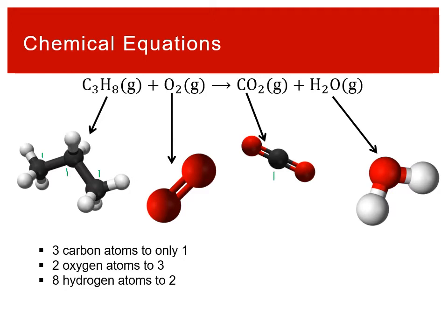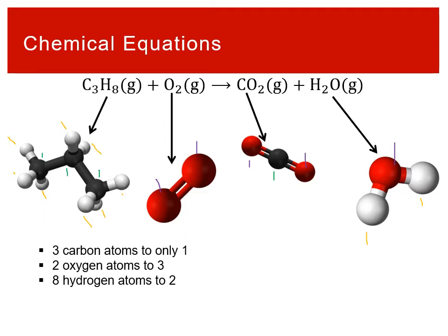Same thing with oxygen: I have 1, 2 on the reactant side, but now my product has 1, 2, 3. Hydrogen is my white atom. I end with 2, but I start with 1, 2, 3, 4, 5, 6, 7, 8. That is a big discrepancy in what's going on. We shouldn't be creating atoms.